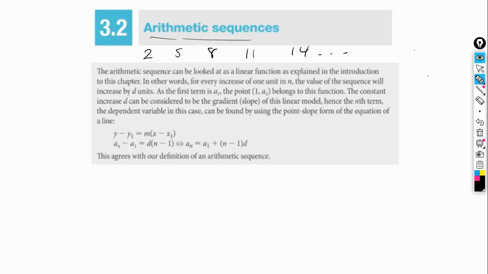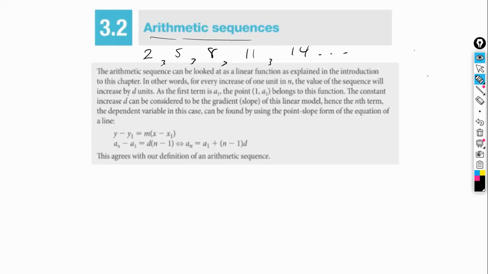So what is the characteristic of an arithmetic sequence? Well, you get the next term by adding a common difference to each of the terms. So obviously here we're adding 3 to each number, right? We add 3 to 2 to get 5, we add 3 to 5 to get 8, 3 to 8 to get 11, 3 to 11 to get 14, and so forth.